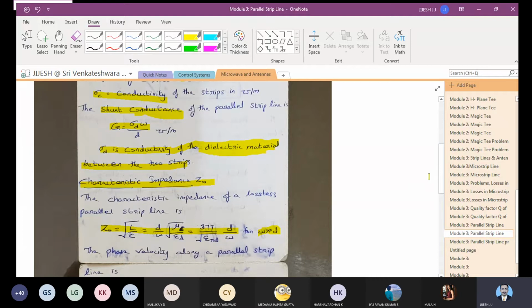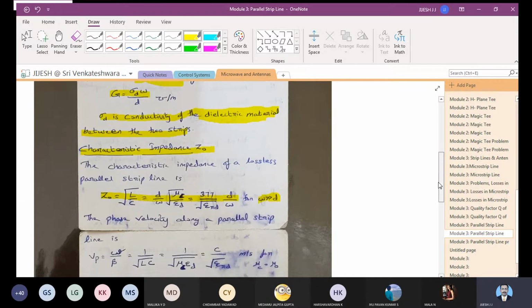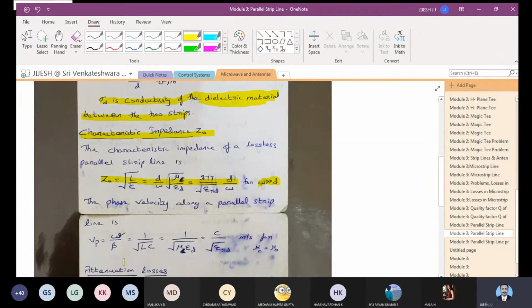Along with this, we will have a few more things here, that is the phase velocity, denoted by Vp. Like the equation for Z0, root of L by C, we studied in the first module, and 377 by root of epsilon RD times D by W we studied in this module as well. It's just the same equations. These are the equations used for the parallel strip line to find the characteristic impedance of a lossless parallel strip line. This is very important: we are going for a lossless parallel strip line.